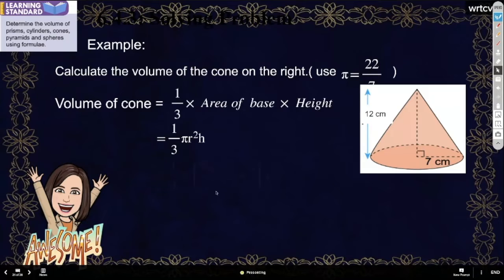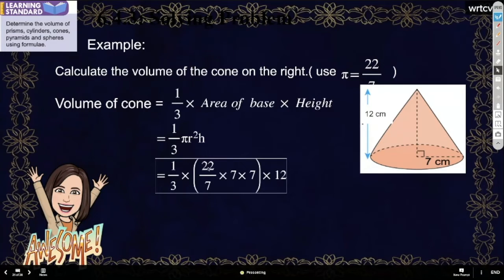Just substitute the value. Put in all the values. 22 over 7 times 7 times 7, 7 to the power of 2, or you can write 7 square also. Okay, and the height is 12. So use a calculator and you get 616 cubic centimeter. Okay, what is important is to remember the formula. Then take the values given in the diagram.